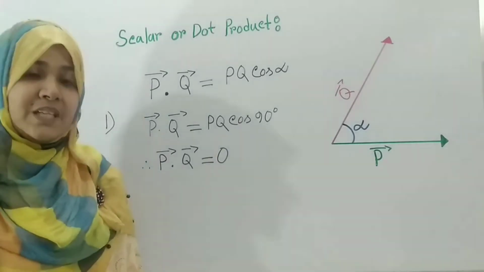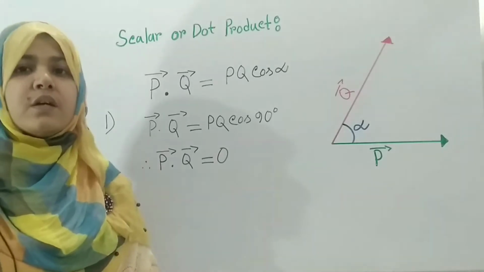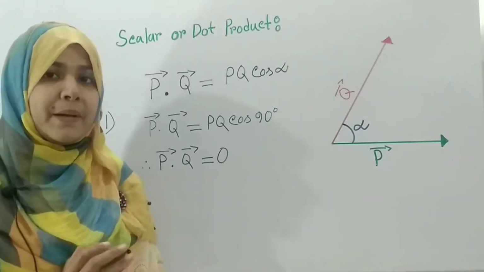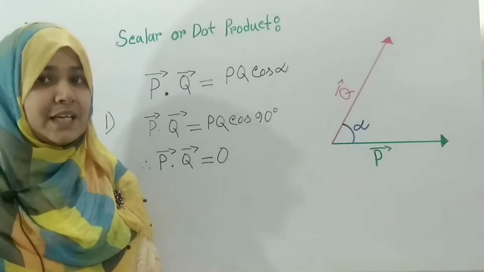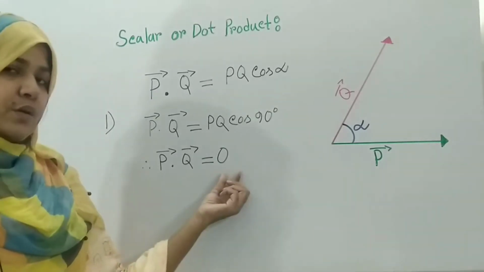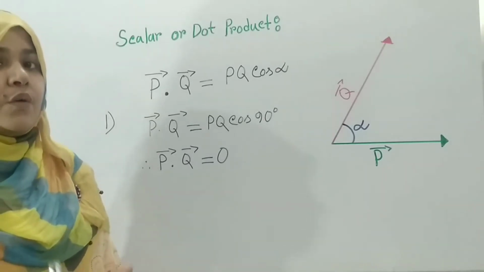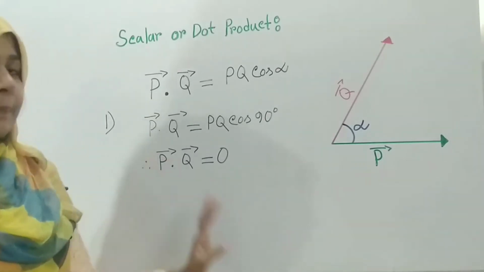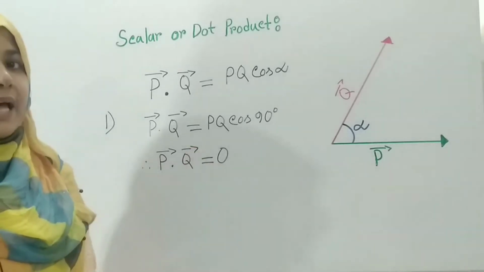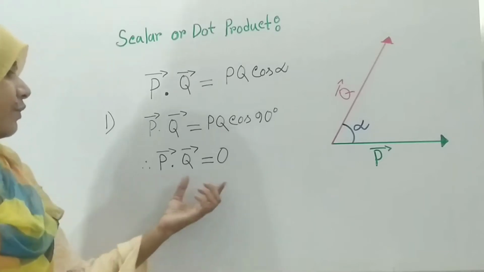So from this equation we can say that if two vectors become perpendicular to each other, then the dot product of these two vectors will be 0. Or, the dot product of two vectors will be 0 when the vectors become perpendicular to each other, or the angle between the two vectors is 90 degrees. In that case, the product will be 0.